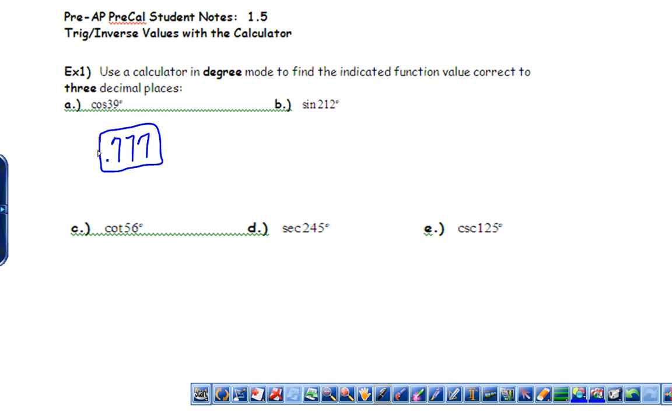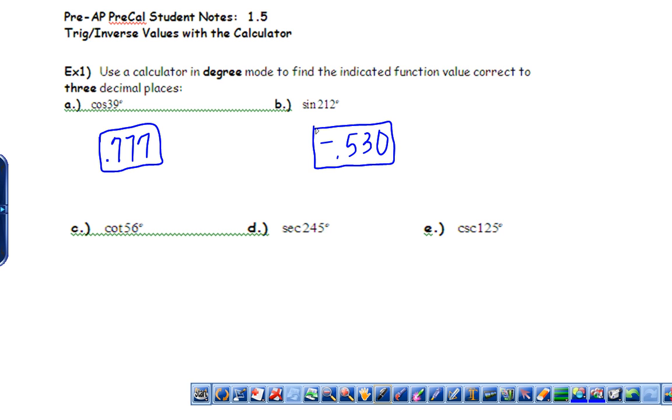Okay, I want you to go back to your calculator and press in sine of 212 degrees. And you should get a negative value of 0.53. The 0 is actually not going to matter, but let's go ahead and write that down for 3 decimal places.